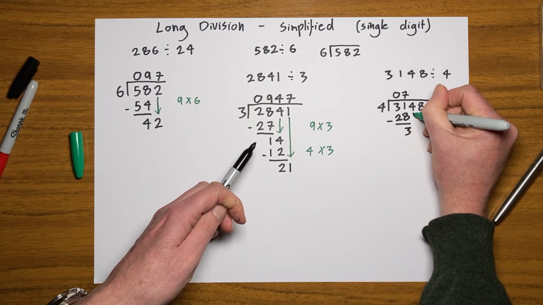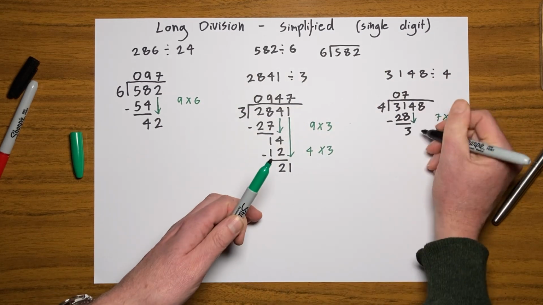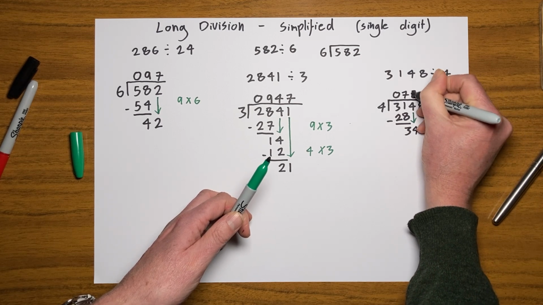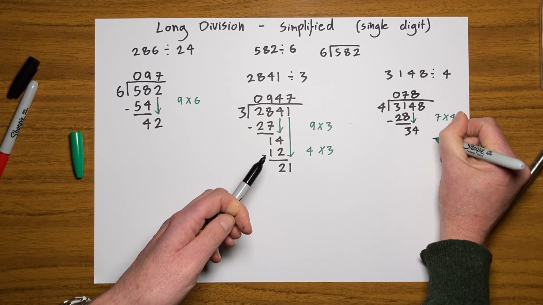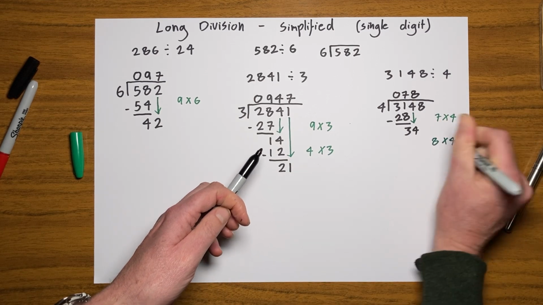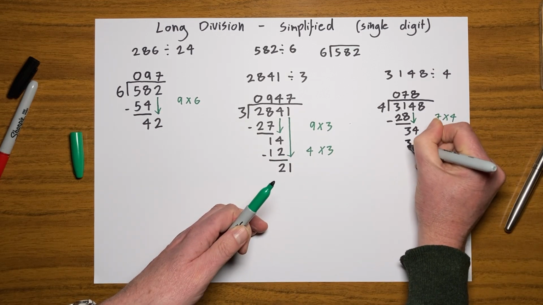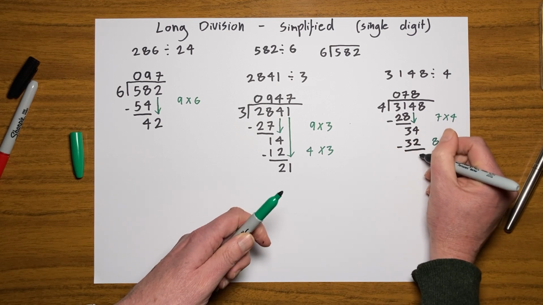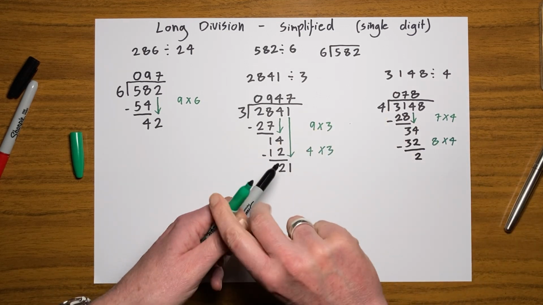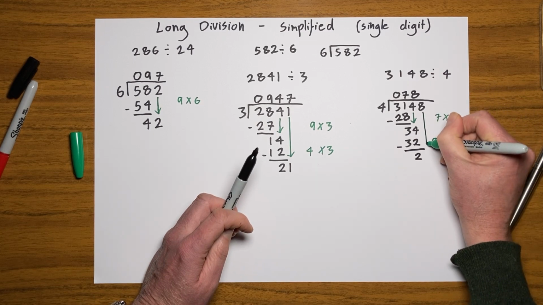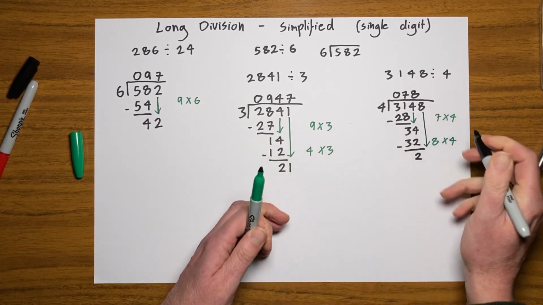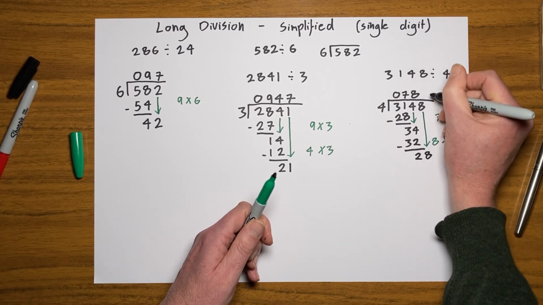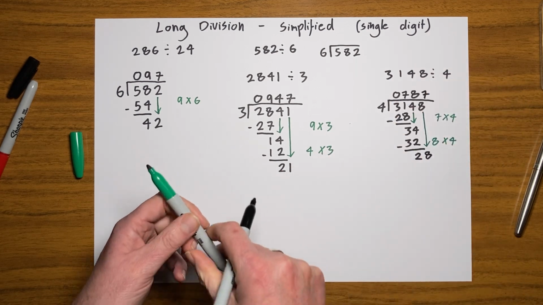Bring my 4 down. How many 4s in 34? Well, 8 4s are 32. So I'll put that here. 8 4s are 32. Find the difference there. 34 take away 32 is 2. And then bring that 8 all the way down here to give me 28. How many 4s in 28? And it is, of course, 7. And there is my answer.